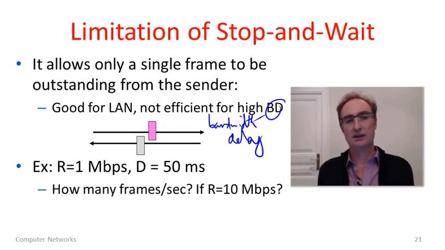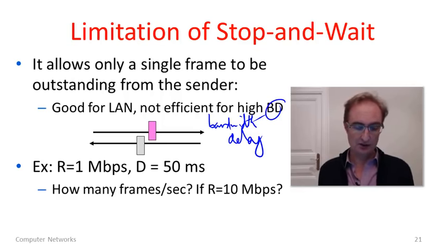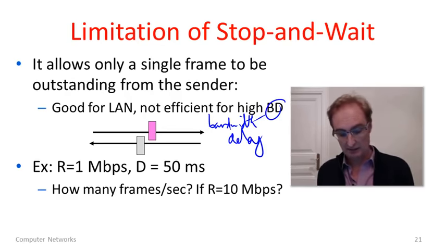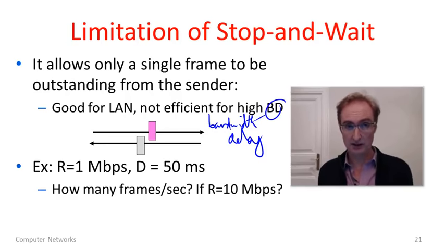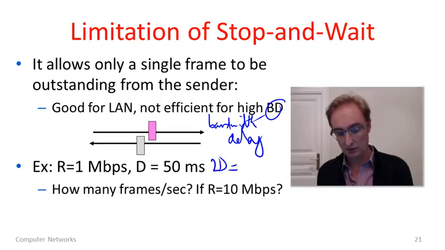And the reason for this is because with a high bandwidth delay product, many packets could fit on the network at one time, but with stop and wait, we'll only send one. Let's see an example. Here we have a picture of a network where the rate is 1 megabit per second and the delay is 50 milliseconds. That means that the round trip time, or the time taken to send a frame across and receive a reply, is going to be 2D or 100 milliseconds.